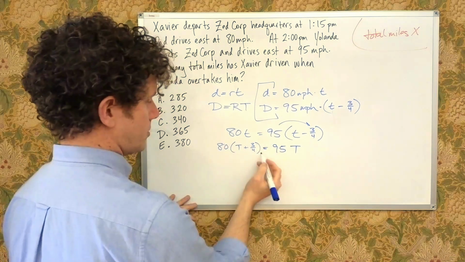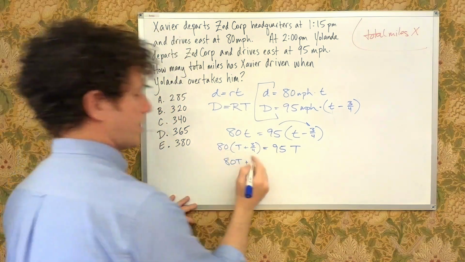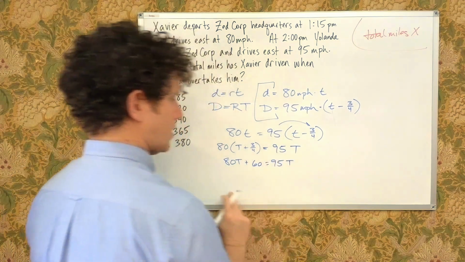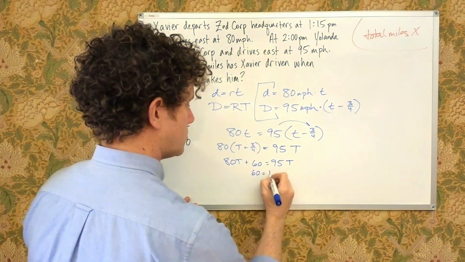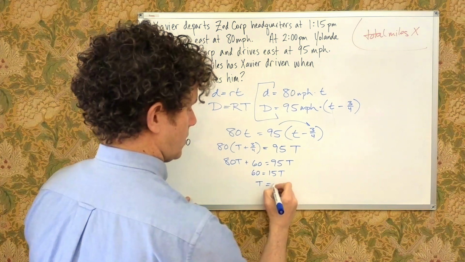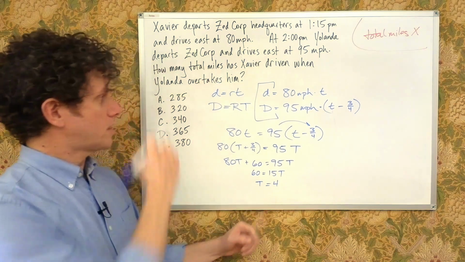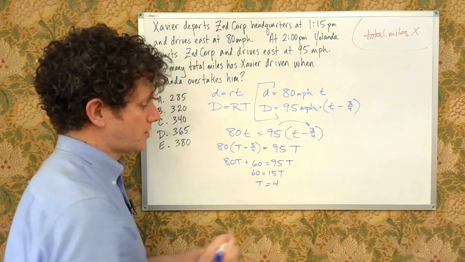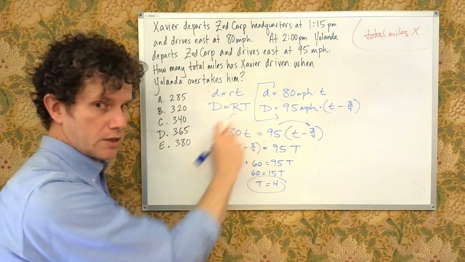I can do a distribution over here on the left. 80t, 3/4 of 80 is 60, and that's 95t. Move my t's over. 60 equals 15t, and t time is 4. What's that good for? That's not in our answer choices. We are not done. We have found time. We have not found miles, and we have found our capital T. We have found how long Yolanda drives.